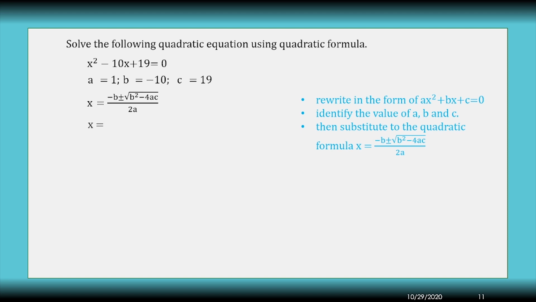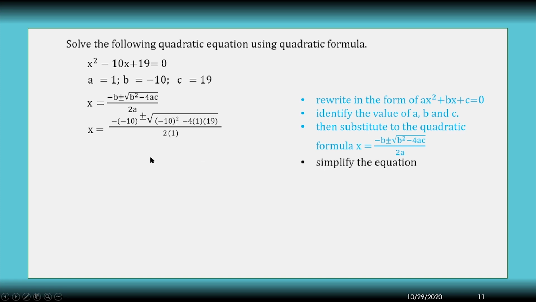Okay, so let us substitute. So negative b. So ano ba yung value ng ating b? Negative 10. So negative times the quantity of negative 10. So huwag kakalimutan, mas maganda naka-parenthesis para hindi tayo malito. Okay, plus minus square root of the value of b again, negative 10 squared, minus 4 times the value of a, which is 1, times the value of c, which is 19, all over 2 times the value of a, which is 1.